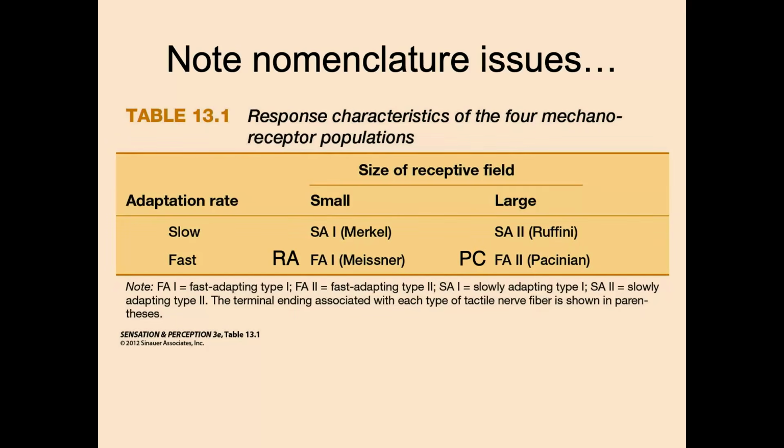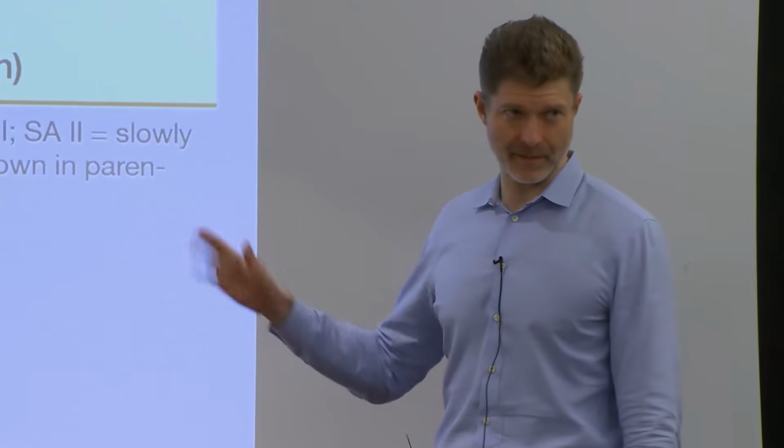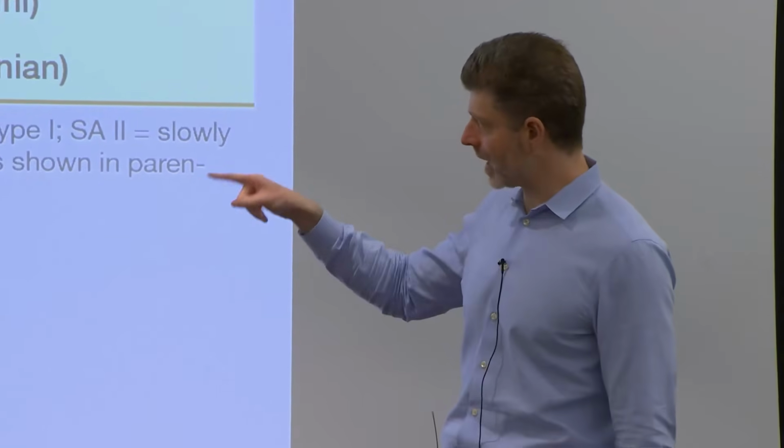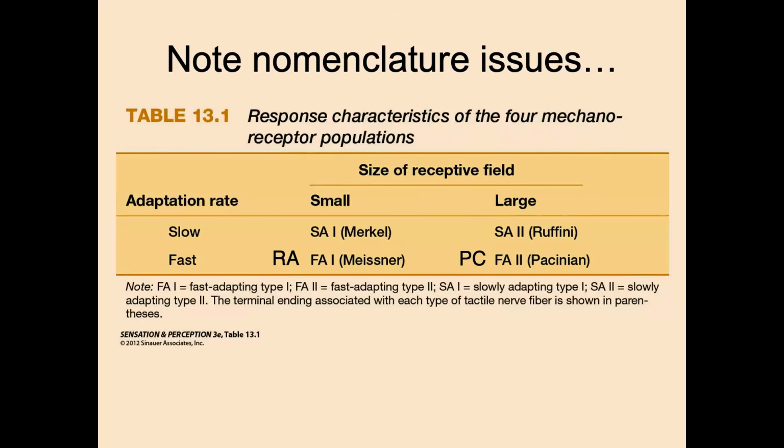Okay. And then to further complicate things, sometimes they use the word fast to refer to adaptation, sometimes they use rapid. So you'll have RA and FA, and those mean the same thing. Okay? All right, but the main point here is that we've got a 2x2 grid. So we have different rates of adaptation and different sizes of receptive fields.